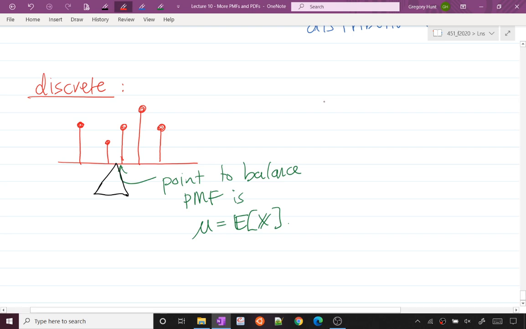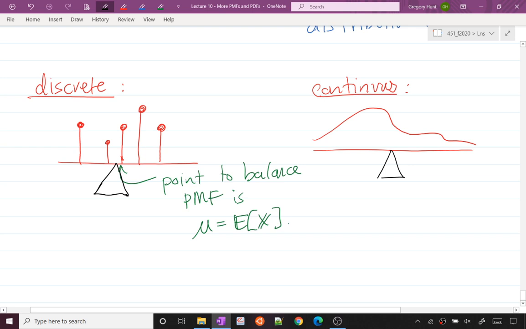And in the continuous case, you could think about it the same way. Again, you have this continuity of density, and you could imagine there's some balancing point. Probably not over this hump, because then you have too much over here. Probably somewhere like here. I don't really know, but the balancing point here is what we're calling the expected value, or the mean, mu. Either E of X or mu, that's fine. So it's the point where you balance the distribution.